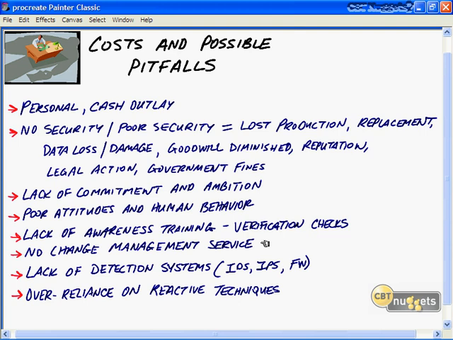There's also the downside of having no change management service. Many organizations actually have some good security mechanisms put in place, but they have no change management. That's where ITIL comes in, and keeping track and keeping a database of all the changes in your system, making sure that you have updates and security patches of all your software and operating systems is critical. Another downfall is the simple lack of resources to go and introduce detection systems into your organization. Intrusion detection systems, intrusion prevention systems, firewall systems.